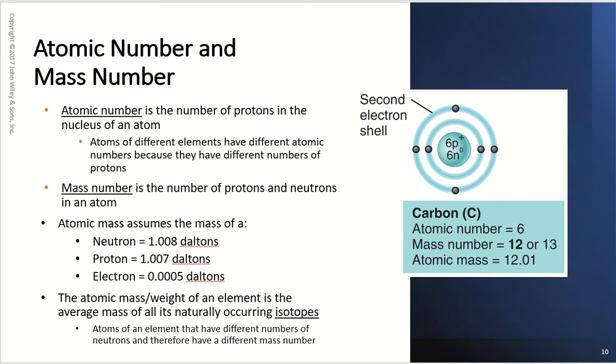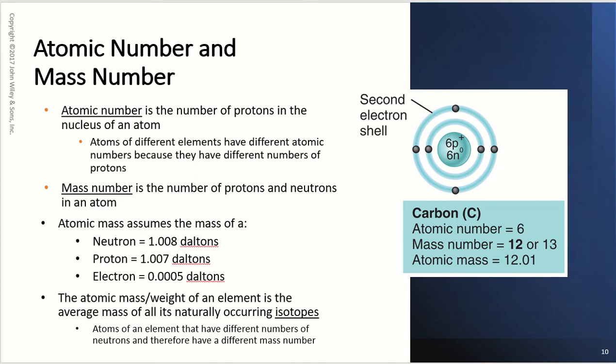The next term we need to be familiar with is mass number, and this is the number of protons and neutrons in an atom. So if we're looking at carbon, our atomic number is going to be 6. There are 6 protons in carbon, but the mass number is going to be 12. This is because we're considering both our protons and our neutrons. So 6 and 6 is going to be 12.